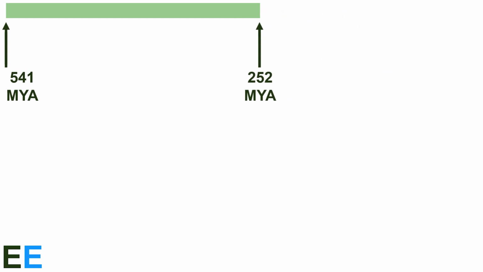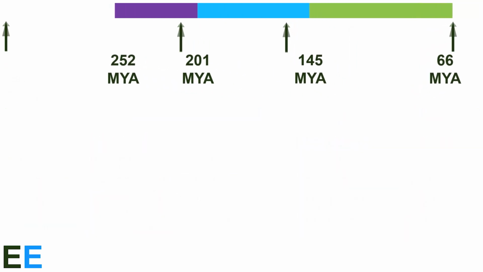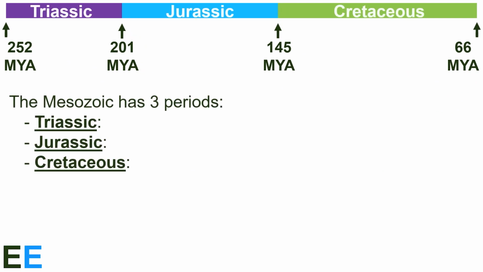The end of the Paleozoic brings us back to the Phanerozoic and its three eras. 252 million years ago, or at 10:41 p.m., the Earth is decimated at the end of the Permian, and the first era, the Paleozoic, ends. Next up, the Mesozoic, the age of reptiles. The Mesozoic spans from 252 million years ago to 66 million years ago and has three periods.